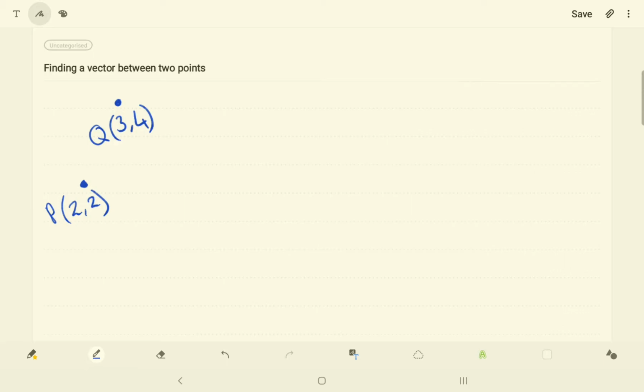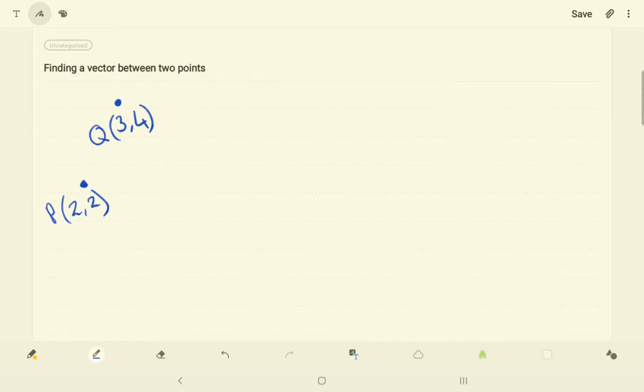Finding a vector between 2 points. Intuitively, this is very, very similar to finding a position vector. You're asking yourself, how far did you travel on the y? How far did you travel on the x? And you're turning those measurements into a vector.